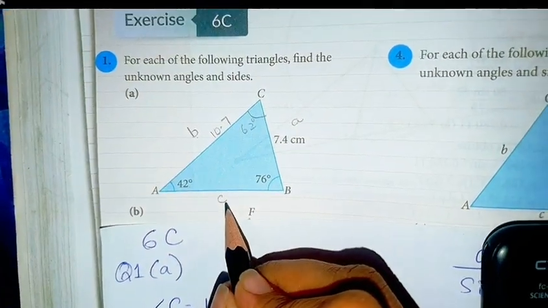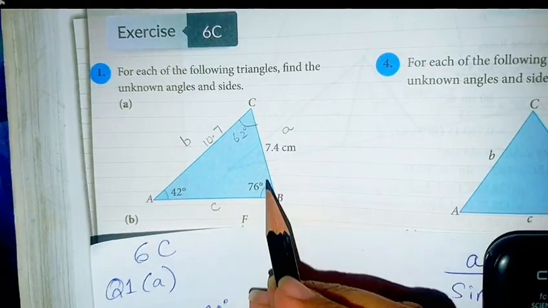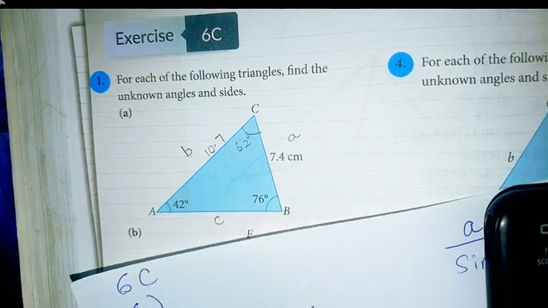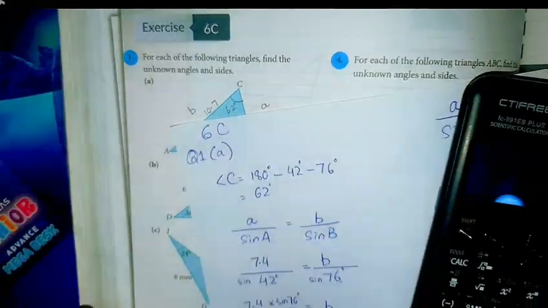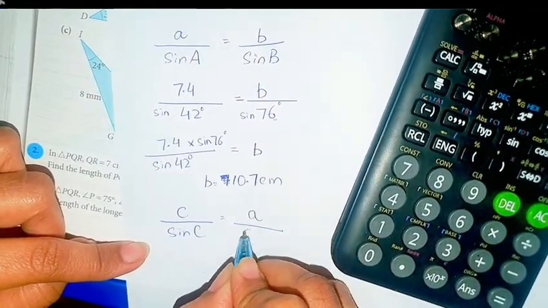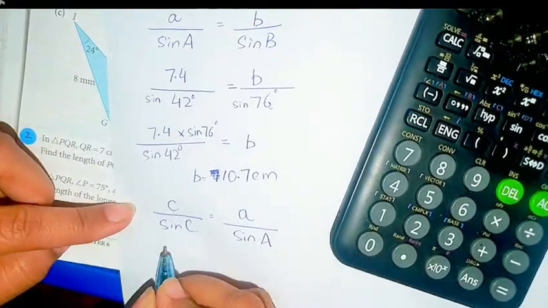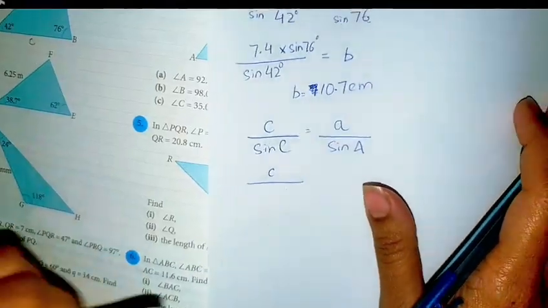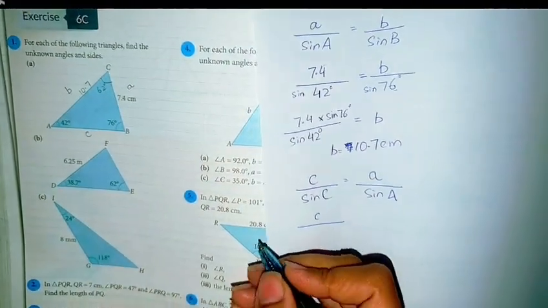Only c. So we can use a to compare or b to compare, because we have to find c. So c upon sine C, and I'm taking a upon sine A. Okay, what is c? We don't know c. And sine C is 62 degrees.